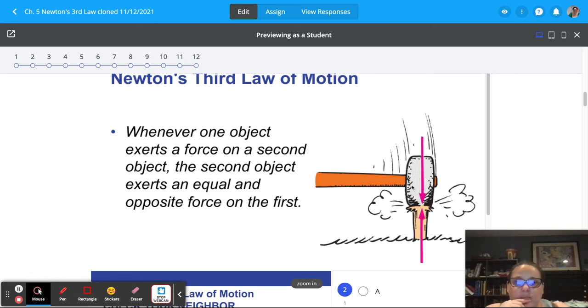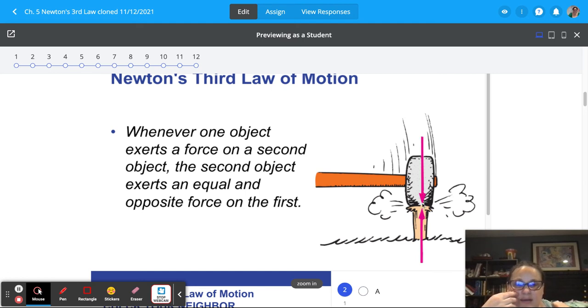Now, because these forces are equal and opposite, a common misunderstanding is to think that these two forces cancel each other out. If that was the case, then nothing would ever move. Because if every push was responded with a push that canceled it out, you would never go anywhere. You could never hammer in a spike or whatever.